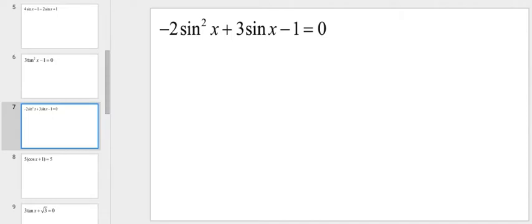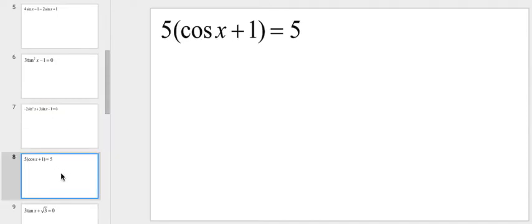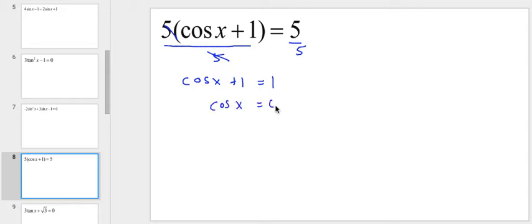All right, one more problem for this video, number 8. And so we're supposed to solve 5 cosine x plus 1 equals 5. Lots of ways to do this algebraically. I like that I can just divide both sides by 5, so that these 5's cancel. And now I'm just left with cosine x plus 1 equals 1. If I subtract the 1 to the other side, I now have cosine x equals 0.